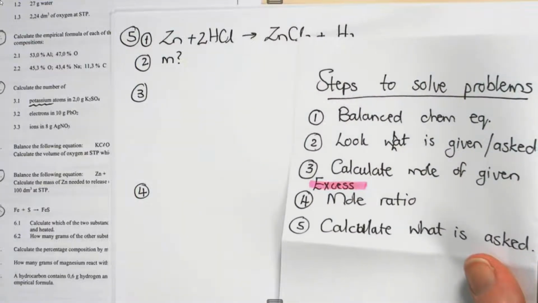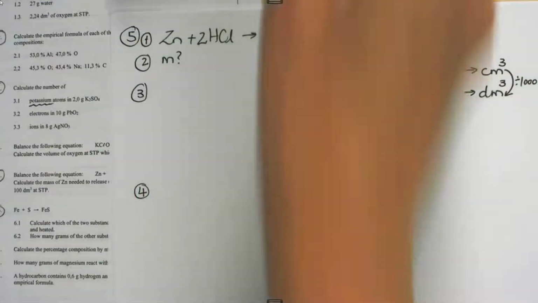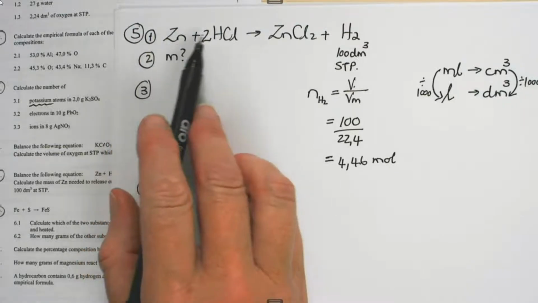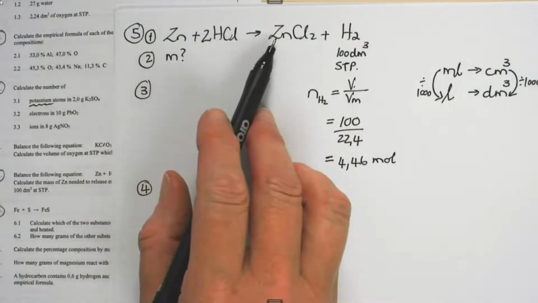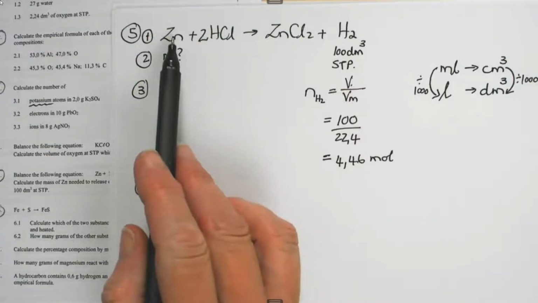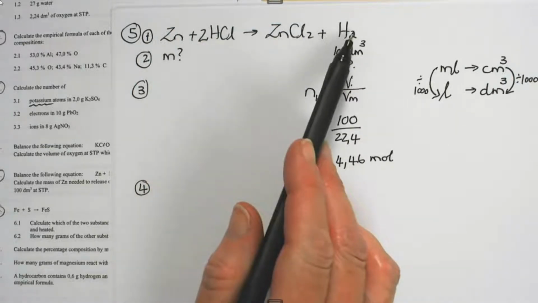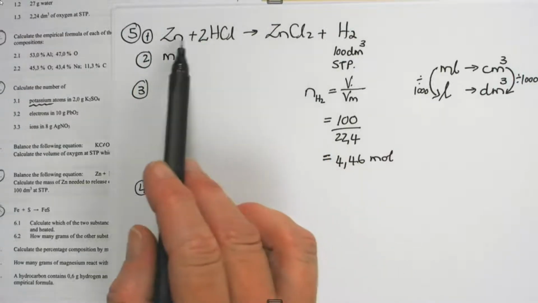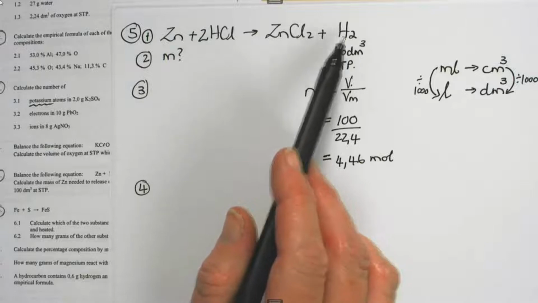So let's refresh now. Step 4 says mole ratio. Now the mole ratio means I must take the balancing numbers. The balancing numbers give me the amount of moles that I have. So what I'm busy using, I'm using zinc and H2. I don't want the other ones now. Maybe later on there's another part of the question, but I just want the zinc and the H2.